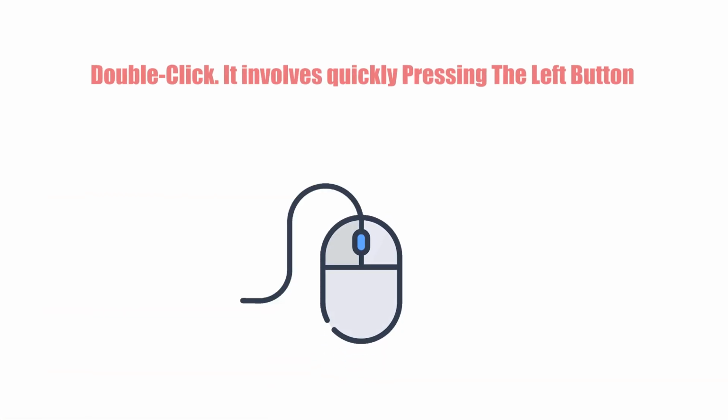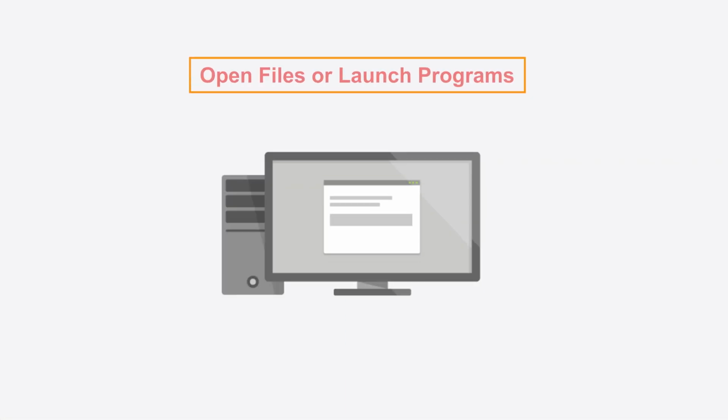Double click. Another clicking action is the double click. It involves quickly pressing the left button twice in succession. Double clicking is often used to open files or launch programs. For example, you can double click on the desktop icon to open a file or launch an application.